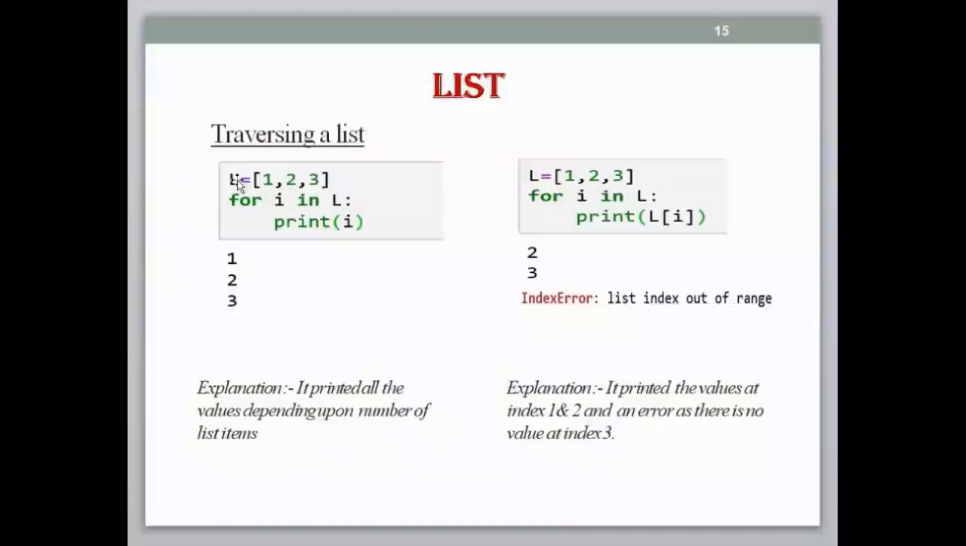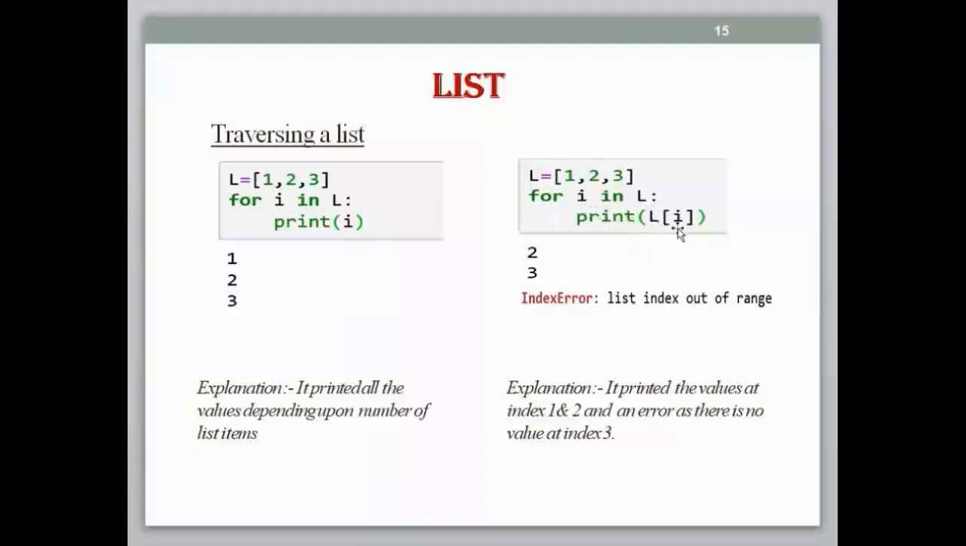Traversing a list, we have L equals [1, 2, 3], for i in L, print i. So you will get 1, 2, 3. It printed all the values depending upon the number of list items. Now let's see here. L equals [1, 2, 3], for i in L. But this time I have used print L[i], means the i will be replaced as the index. So for the first time it will print L[i], means L[1]. So L[1] is 2, right? So for the next time i will be incremented to 2.